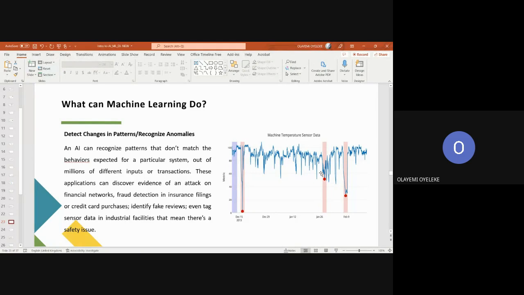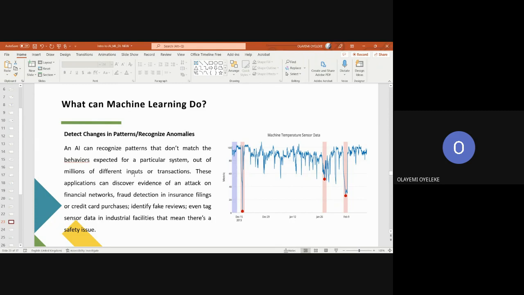this orange color. So these are anomalies. Anomaly detection is very important in many technologies in order to monitor the health or the performance of that technology. So an AI can recognize those patterns.